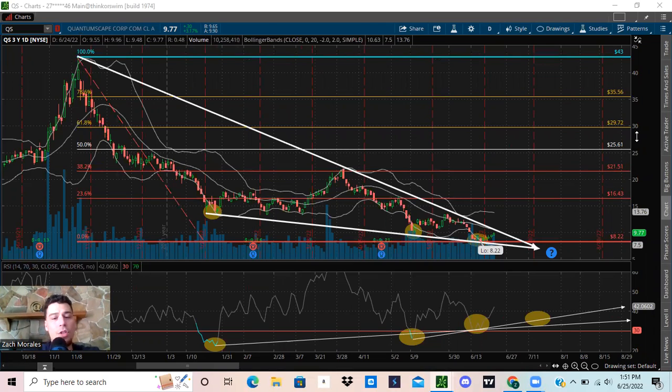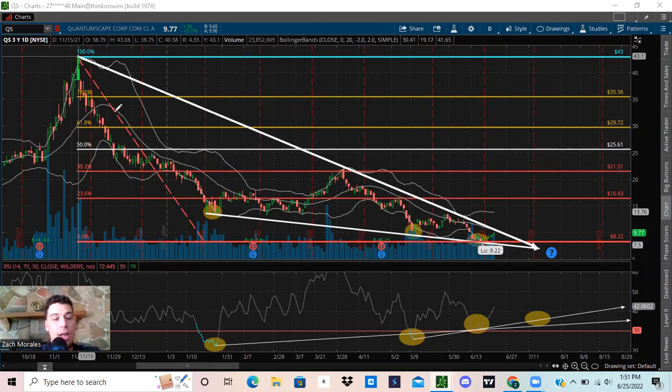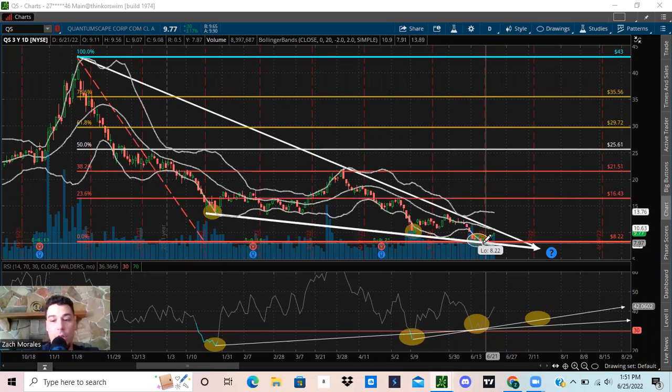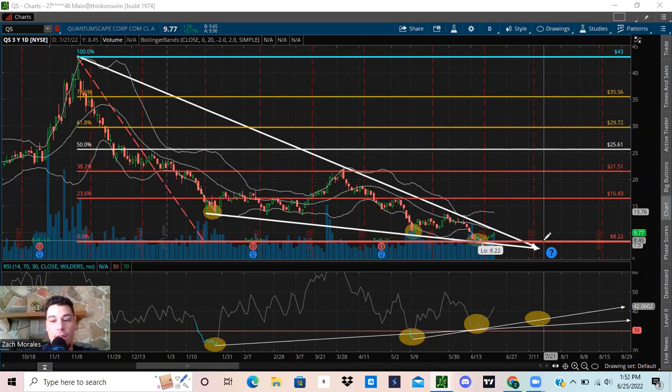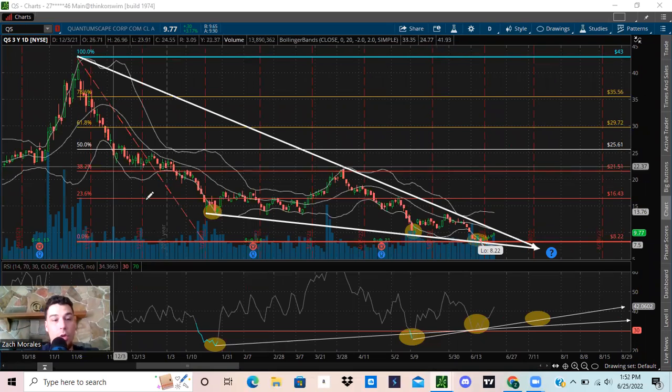The first thing I'm going to highlight is our swing highs and our swing lows on our daily chart. This is going to be what we're using the Fibonacci's off of. From this swing high down to our swing low of 822. That is our price level, our swing high to our swing low.